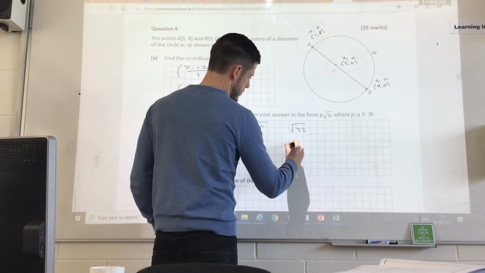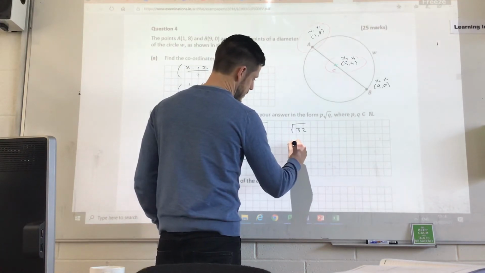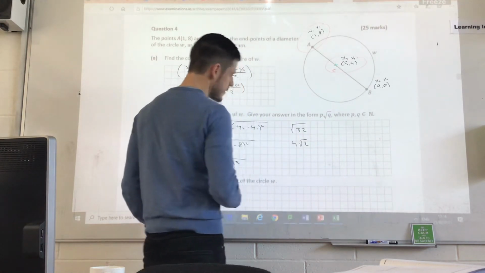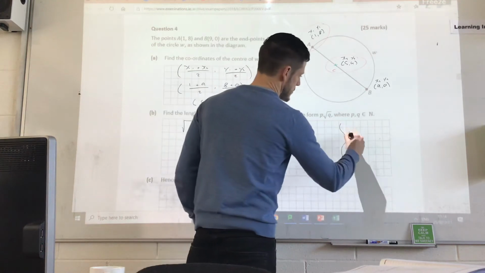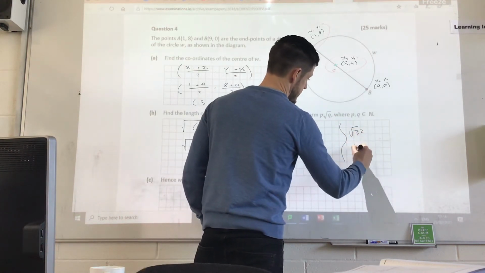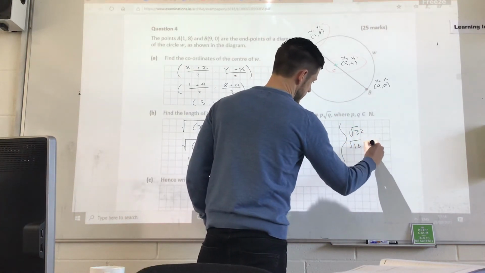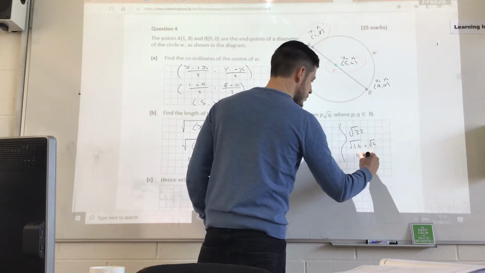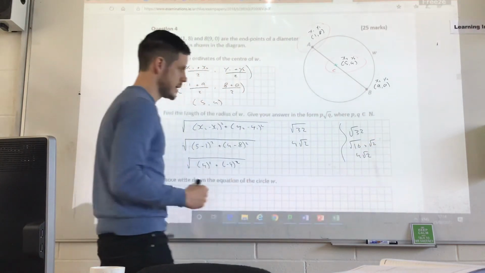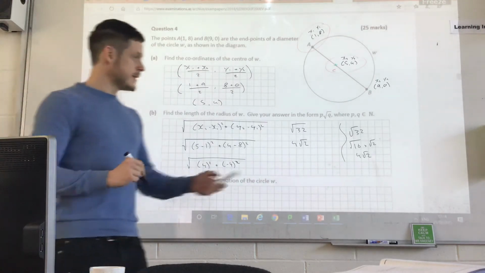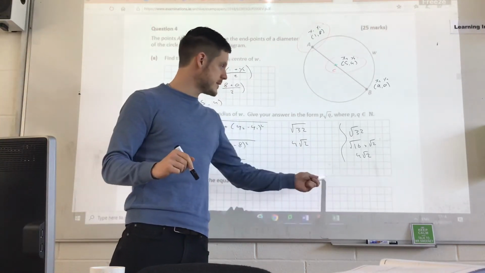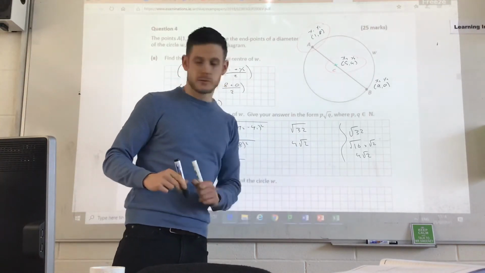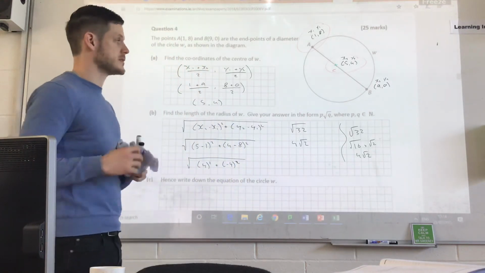Your calculator will sort that if you press equals, and that's going to be 4 root 2. The reason for that is square root of 32 is the same as square root of 16 times square root of 2, and square root of 16 is 4, so it's 4 root 2. This is something that you don't really need to know for this, but it will come in useful, particularly in questions like complex numbers.